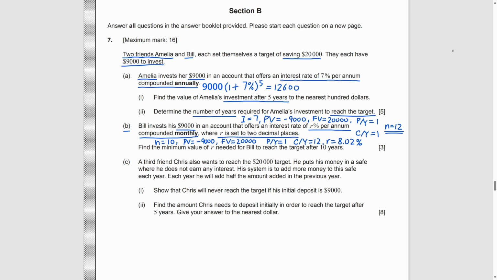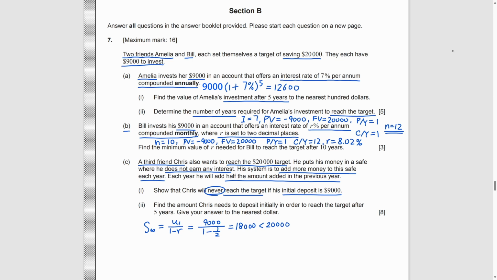Part C. A third guy C also wants to achieve 20,000. He saves his money without interest, but each year he will add half of the amount of the previous year to his account. We try to prove that he can never succeed. First, we need to realize that the money he adds every year is a geometric sequence. So, the total amount in the account is a geometric series. By the formula of geometric sum to infinity, U1 over 1 minus r, with r equal to half, we can get 18,000, which is lower than 20,000, so he can never succeed.